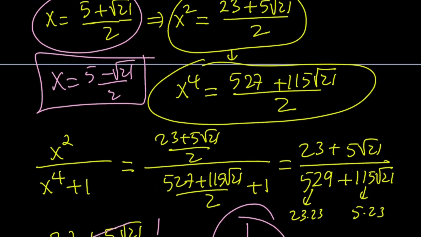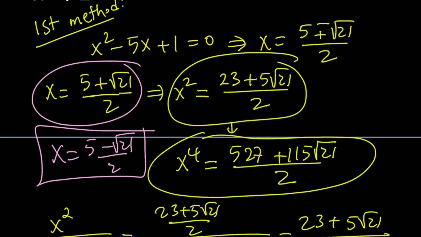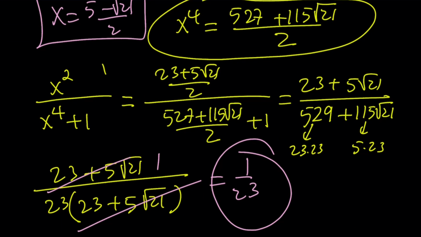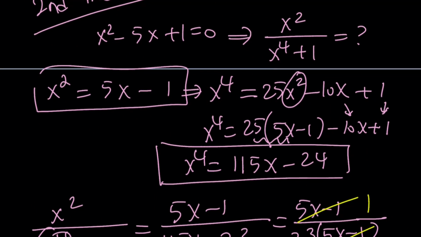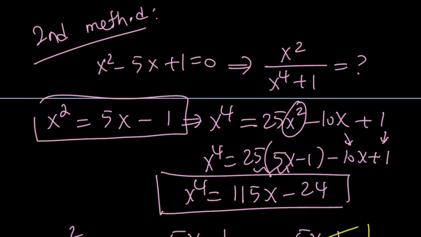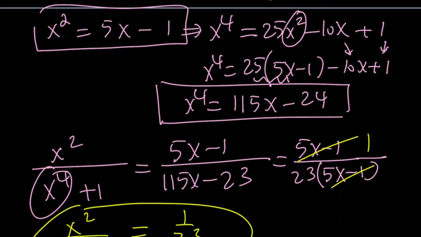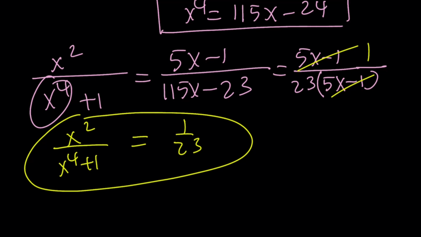So the first method, just to recap real quick, involved solving the quadratic using one of the roots, it doesn't matter which one, and plugging it into x squared and x to the fourth to evaluate numerically. And then since we have everything numerically, we were able to substitute, and at the end we were able to simplify, and we got 1 over 23. The second method involved a more polynomial approach where we isolated x squared and then used it to find x to the fourth in a linear fashion, and then plugged in both, and at the end it simplified.